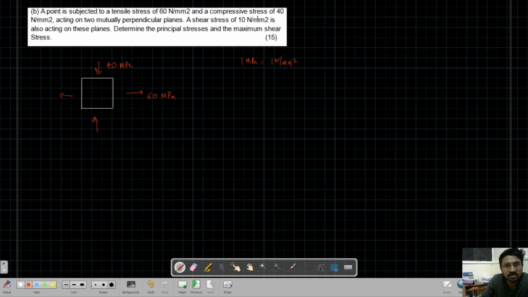Then there is a shear stress of 10 MPa also acting on the plane. So shear stress, which direction? In direction you can draw. So first you draw one direction, one plane. So this is 10 MPa. Once you draw one shear stress, the other shear stresses you can automatically draw.